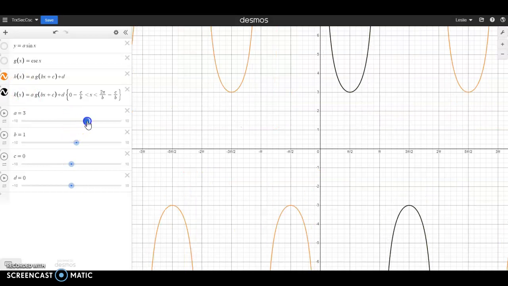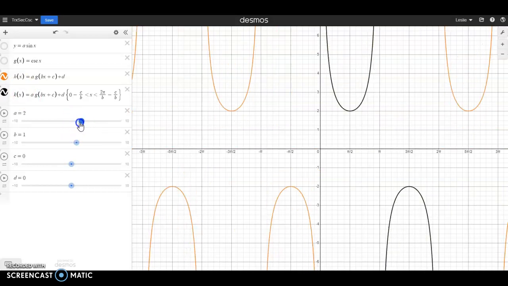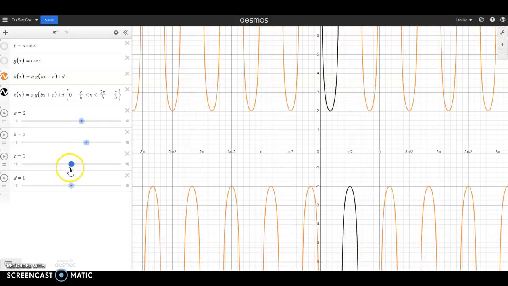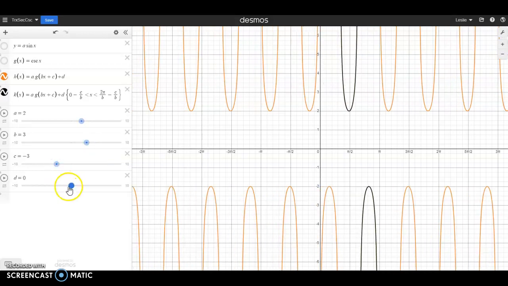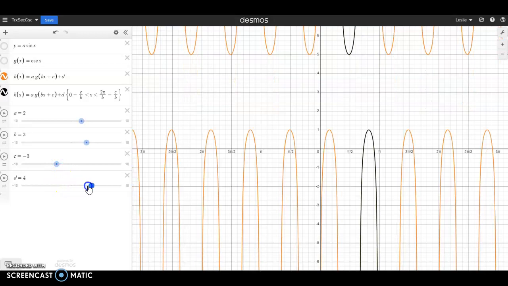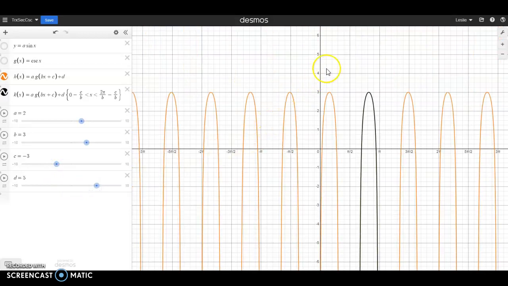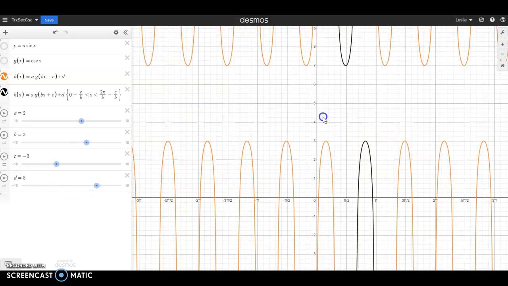As with any of these graphs, I can combine them. Let's make A 2. Let's make B 3. Let's make C negative 3. And let's make D 5. I need to move my graph a little bit.